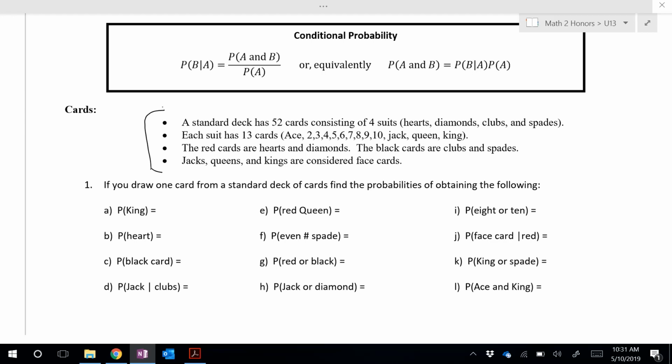Again, if you're not familiar with cards, I encourage you to play some cards this weekend. So I'm going to do a few of these with you. Let's start with D. We're selecting one card from a shuffled deck, and we want to know the probability it's a jack given it's a club.